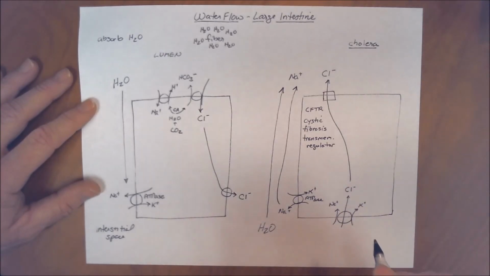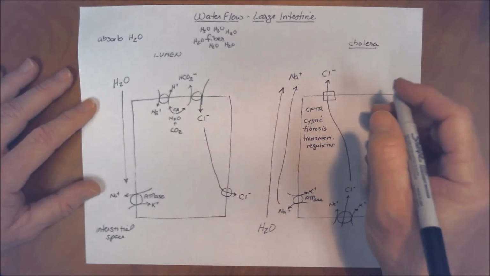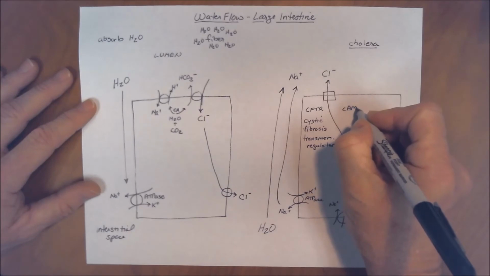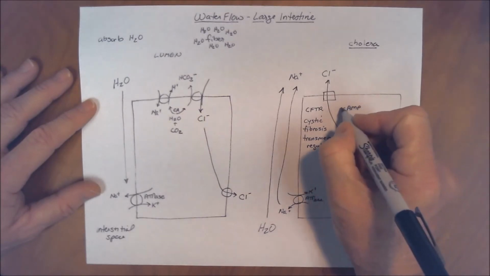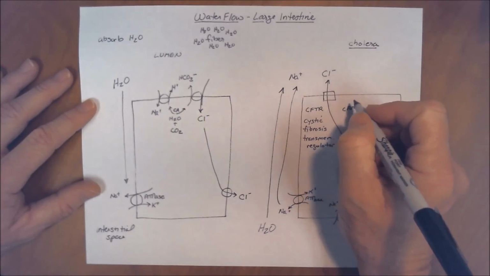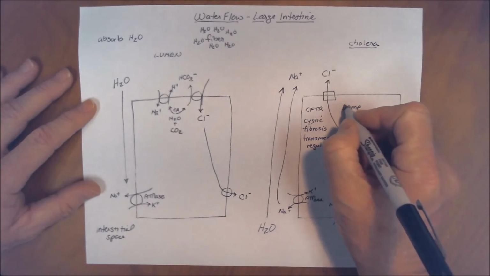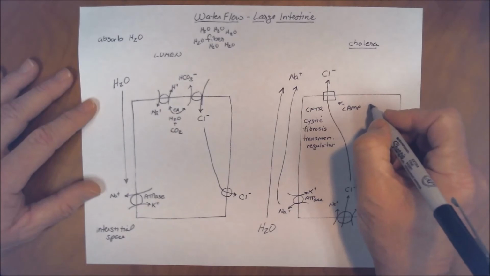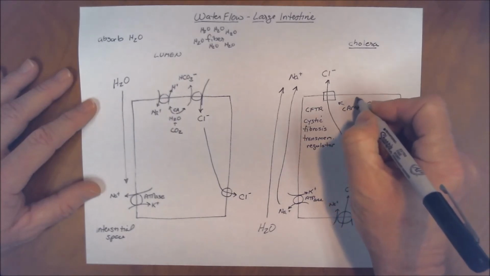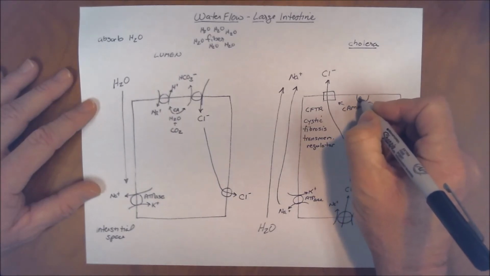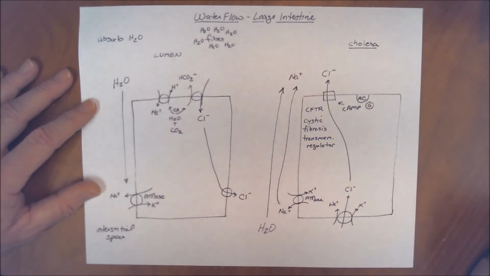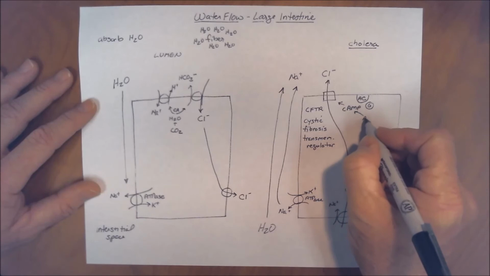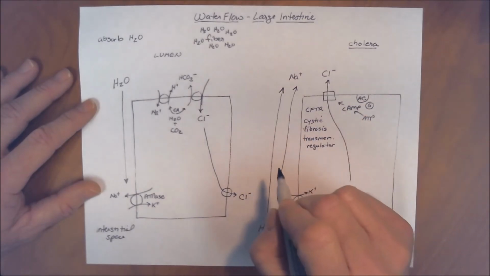How's it going to be regulated? By the same mechanism we saw before with vasoactive intestinal peptide. Cyclic AMP is going to activate this channel. G protein will activate the adenylate cyclase enzyme that will convert the ATP into cyclic AMP.